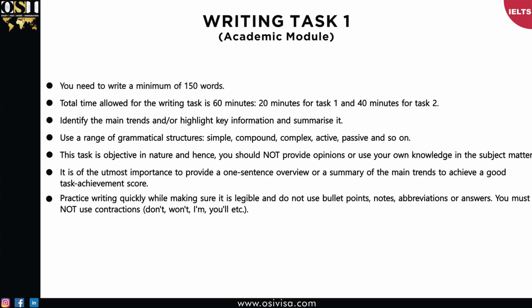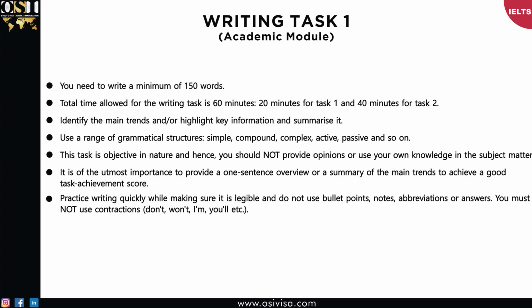Then this one is also quite important. It says to provide a 1-sentence overview or the summary of main trends. Now this is the only thing that will allow you to score maximum points for task achievement. We'll talk about task achievement in a minute, but make sure that your report contains a 1-sentence overview of the key things that are happening, the main trends that are happening. You can choose to write your overview in the beginning or in the end, it's entirely up to you, but make sure that it is there.